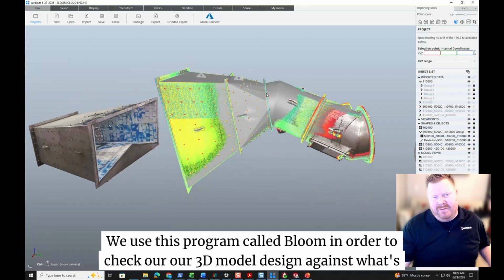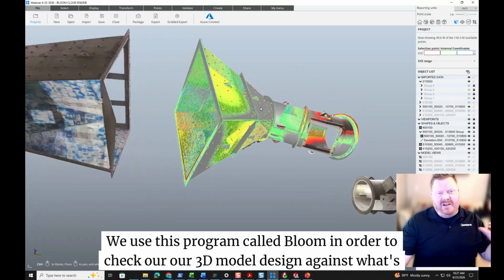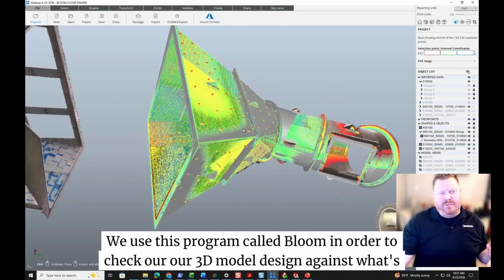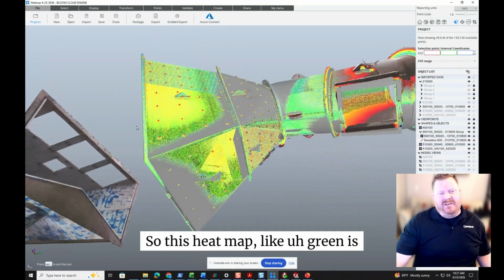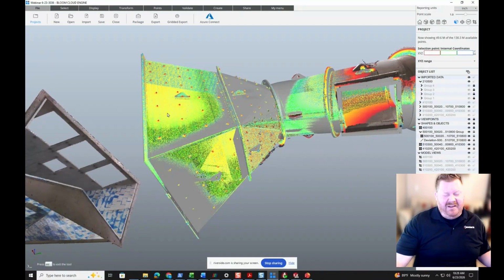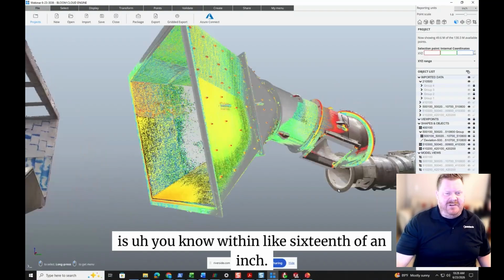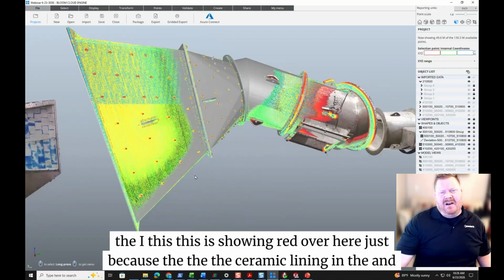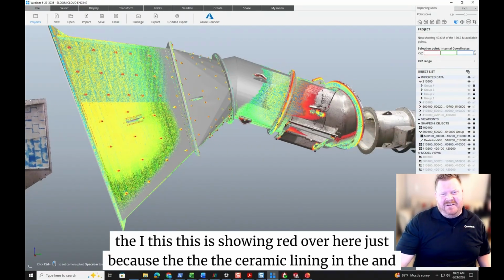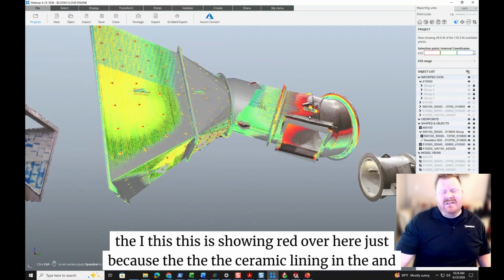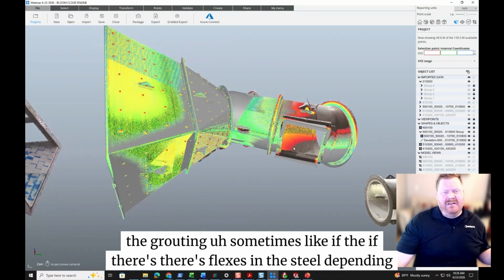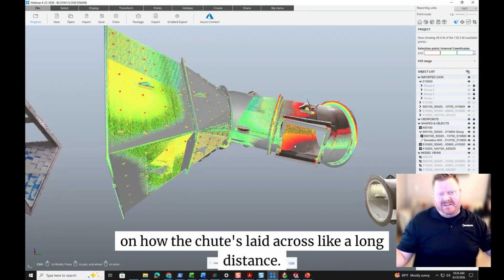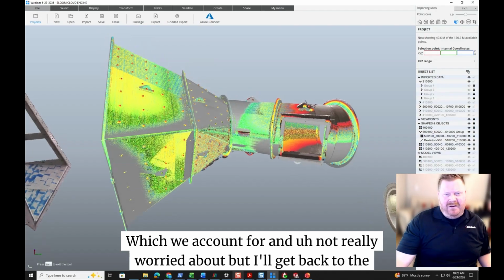We use this program called Bloom in order to check our 3D model design against what's actually scanned in the shop. On this heat map, green is within 1/16 of an inch, and then if you start seeing heat pockets of red, that's where it's off. This is showing red over here just because of the ceramic lining in the grouting. Sometimes there's flexes in the steel, depending on how the chute's laid across a long distance, which we account for and are not really worried about.